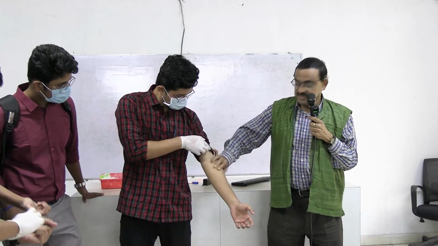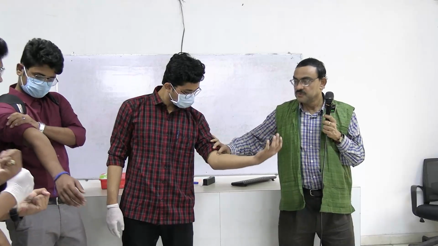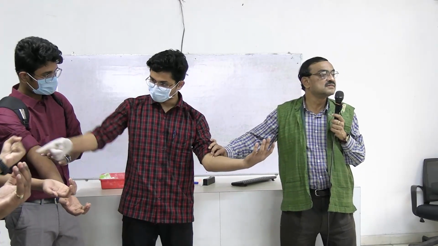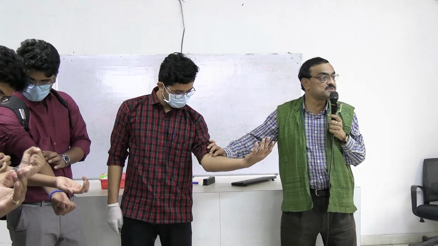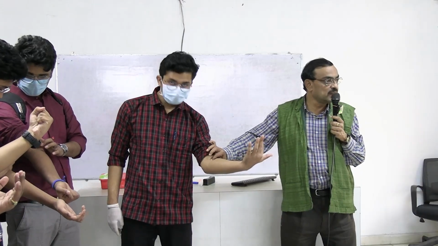Next, brachial artery. We know this area is called the cubital fossa. In the cubital fossa, if we flex it, we can get the tendon. That is the biceps tendon. Medial to it, we will get the arterial pulsation. That is nothing but the brachial artery.